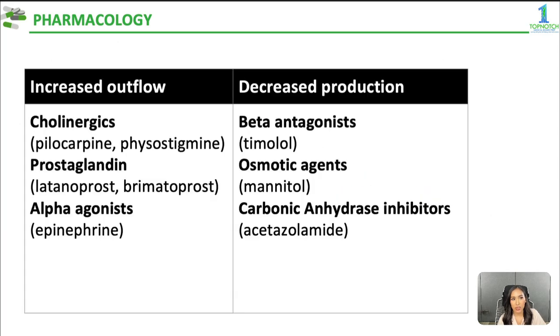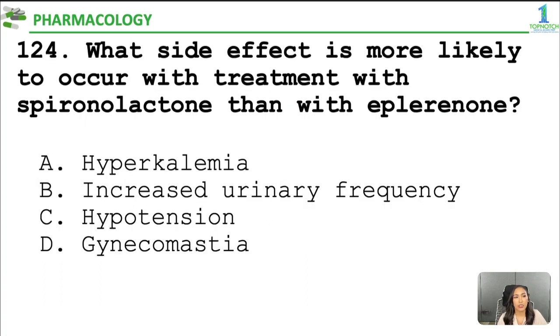Okay? Let's look at the drugs for glaucoma. In general, those that cause increased outflow are cholinergics like pilocarpine, physostigmine, and prostaglandins like latanoprost and bimatoprost, and alpha agonists like epinephrine. Whereas those that cause decreased production would be beta antagonists like timolol, osmotic agents like mannitol, and carbonic anhydrase inhibitors like acetazolamide. This is a very high-yield question. Maraming ophtha, pharma.